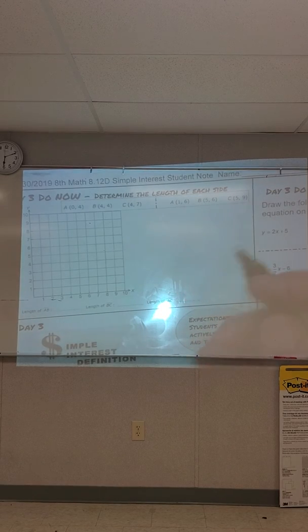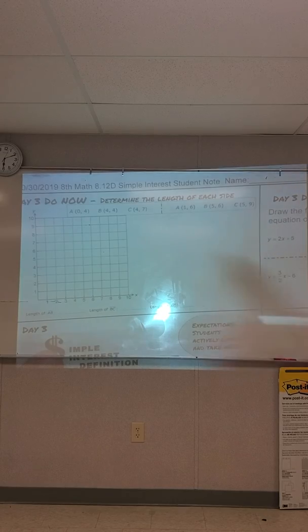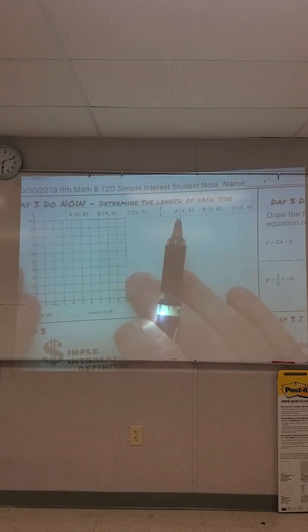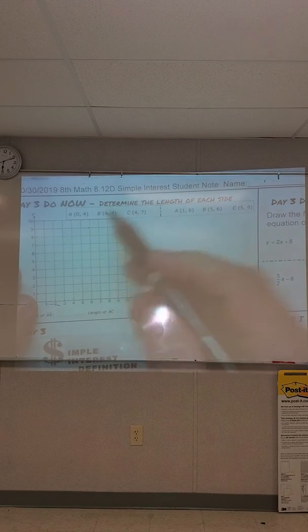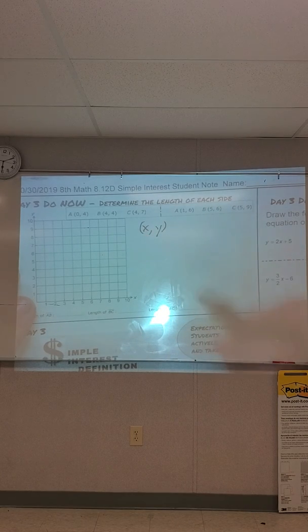October 30th, here's the daily sheets. So, the do now, determine the length of each side. So this is a review. So here are our coordinates. And our coordinates are always written x comma y in parentheses. And it's done that way everywhere.